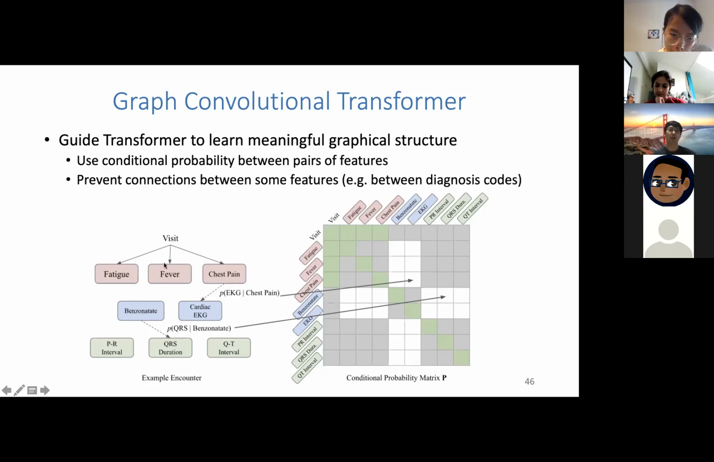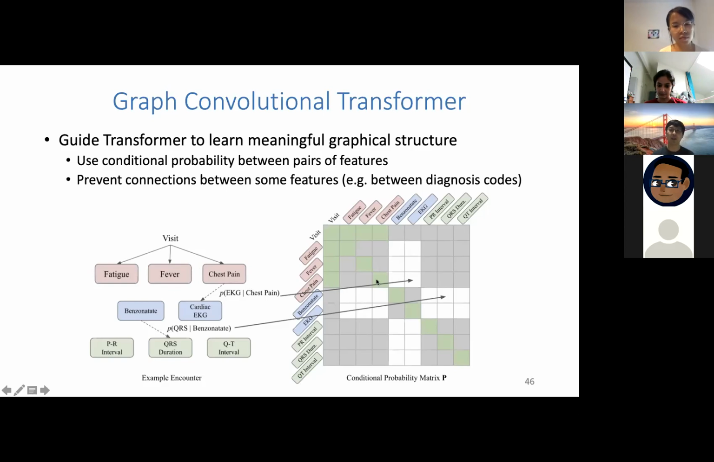For example, this is a restriction that I'm just putting in. You don't want fatigue to be connected to fever, because you want this hierarchical graphical structure to be learned. So there are certain restrictions that you can put in as you see fit. So these conditional probabilities are filling in these white cells here. Which is different.